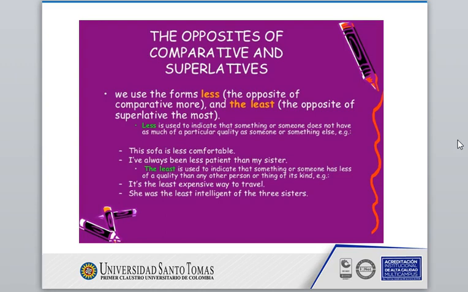Now, the opposite comparative forms, right? The opposite for more is less, and the opposite for the most is the least. Okay? This sofa is less comfortable. Again, this is the opposite for more. I've always been less patient than my sister, right? But then what about the opposite in the superlative? It is the least expensive way to travel, or she was the least intelligent of the three sisters. Don't forget that we can also use the opposites here.